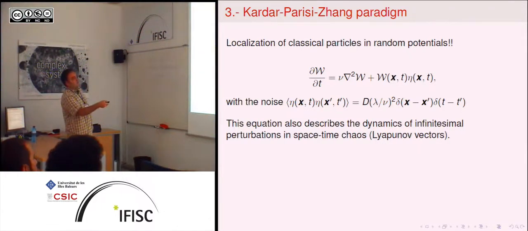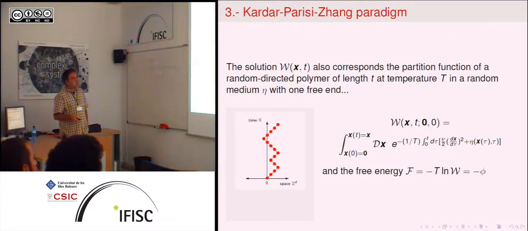Actually, if we see this W as a probability, the solution of this equation is the partition function of a random directed polymer of length T and temperature T, where T is related with the constants of KPZ, in a random medium, this noise eta, with one free end. That means I take one free end, I write all the paths that go from here to a line here, and this is the partition function. All of these polymers that cross the system in this way obey KPZ.